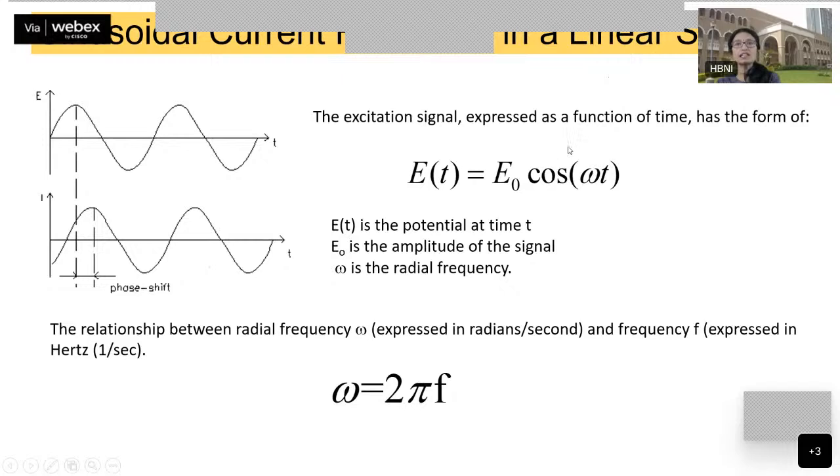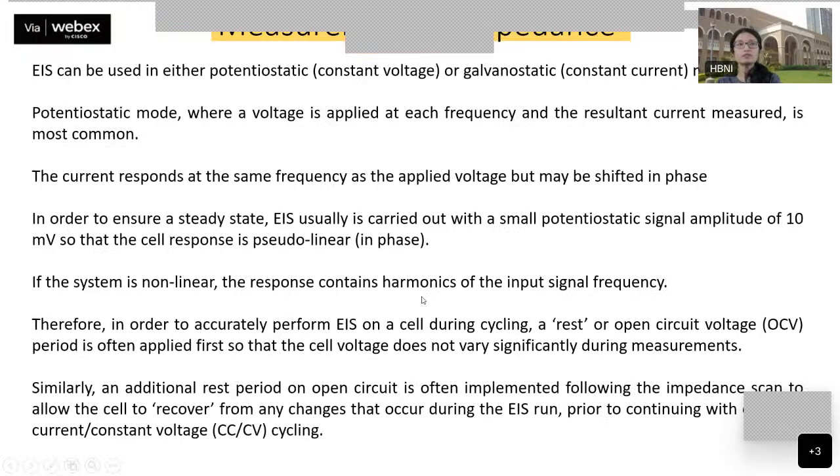So the excitation signal expressed as a function of time has the form E(t) = E0 cos(omega t), where omega is the radial frequency, and it is related to the normal frequency by omega = 2 pi f. I'm rushing a little bit because I know that this is generally a rehash of things which you already know. EIS can be used either in a constant voltage mode or in a constant current mode, but normally we use it in a constant voltage mode.